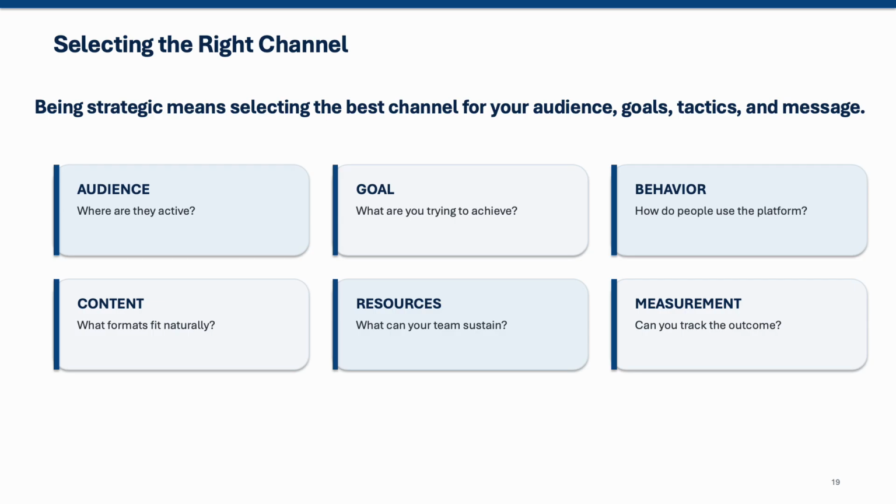Another important strategic decision is selecting the right channel. We shouldn't choose a platform simply because it's popular or because everyone seems to be talking about it. Ask where your audience is active, what you're trying to accomplish, how people use the platform, what type of content works there, what resources your organization has, and whether you can measure the desired outcome. The best platform is the one that makes sense for your particular strategy.